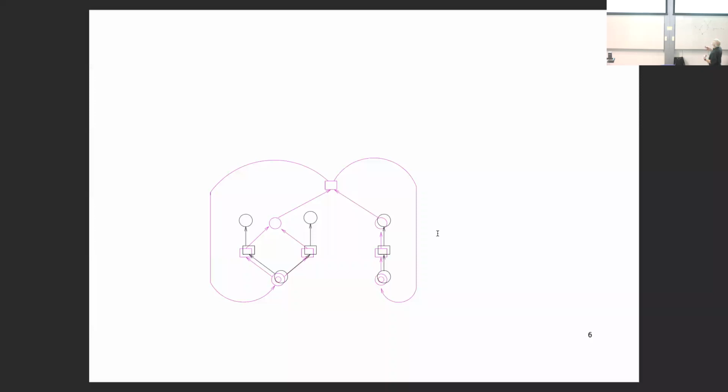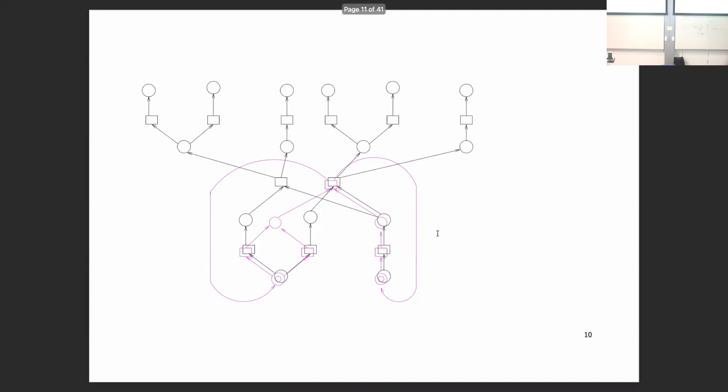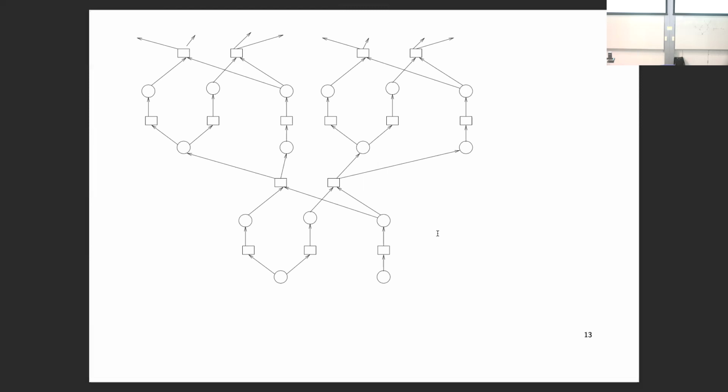So we do that, and then of course the preconditions of this event occur. They can occur either through this right event or this left event. So there are two occurrences of this event according to the way it might have occurred. And so on, as we unfold the behavior of this Petri net. Then we get something called an occurrence net.